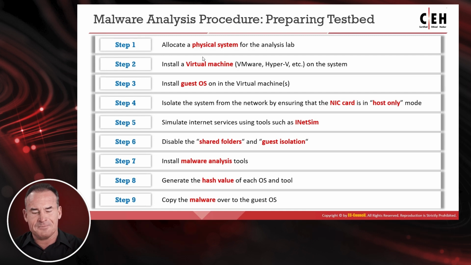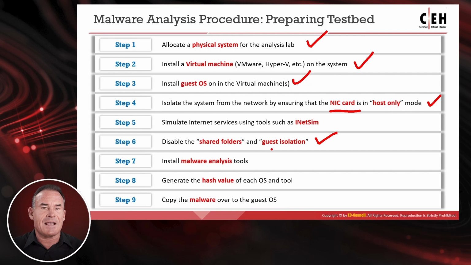All right, preparing the test bed. Allocate a physical system for the analysis lab. It's best to have it physically air-gapped. Step 2, install a virtual machine or hypervisor on the system. Step 3, install the guest OS. Step 4, isolate the guest OS. Ensure that the NIC is in host-only mode. Also disable shared folders and guest isolation, and simulate internet services so that when it tries to call home, it's responded to using things like iNetSim. Install malware analysis tools, generate your baseline hashes, copy the malware over to the guest OS, and analyze.